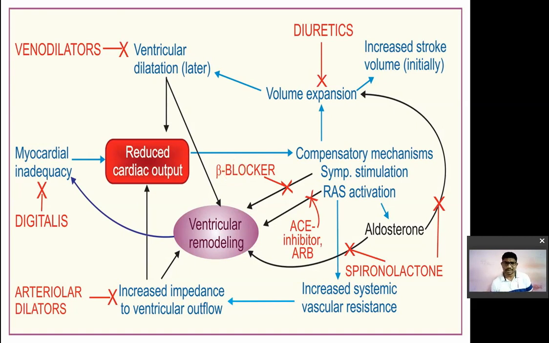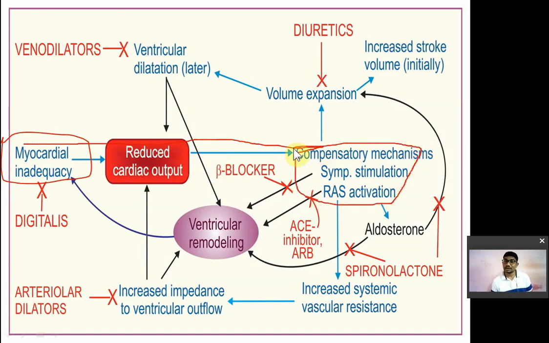So this is again a compensatory mechanism. कैसे होता है उसमें, जैसे myocardial muscle अगर weak हो गया या फिर loss हो गया, so myocardial inadequacy leads to decreased cardiac output. Decreased cardiac output leads to stimulation of compensatory mechanism, that is nothing but the sympathetic stimulation and renin angiotensin system activation, which will again increase the preload, afterload and volume of blood.